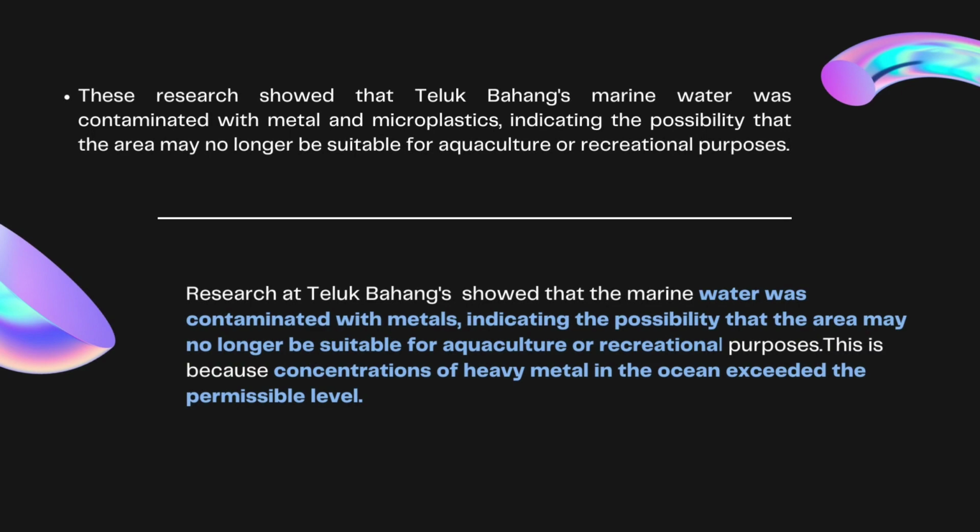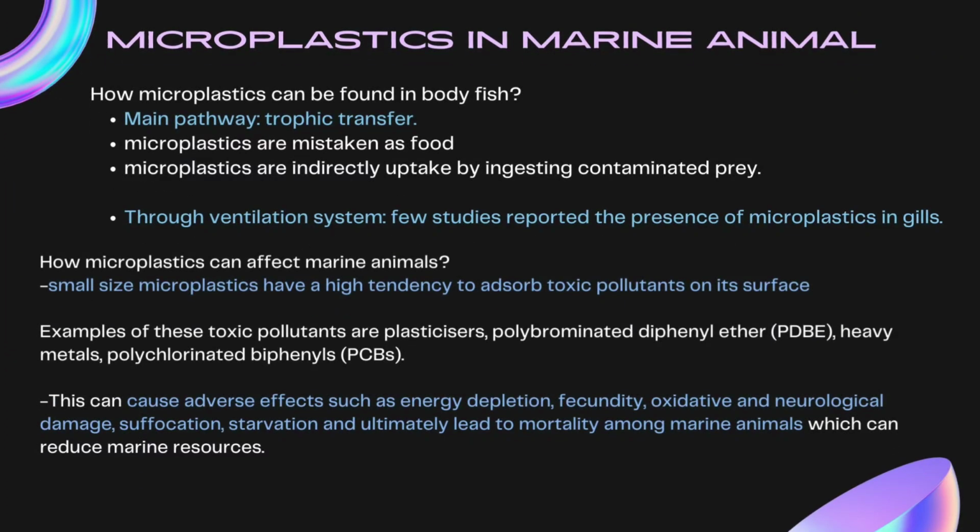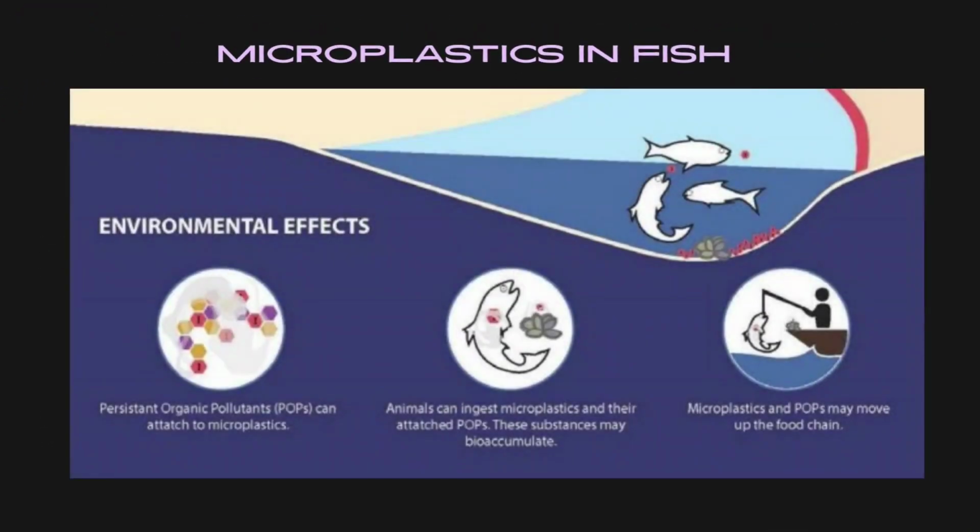The finding of the material is not surprising, as fishing is one of the general incomes of residents in this area. Microplastic in marine environments can also be found in the fish body, with the main pathway being trophic transfer. This is because microplastics are usually mistaken as food by marine creatures, or they take it up indirectly as they ingest contaminated prey. A few studies have reported the presence of microplastic in gills, affecting the ventilation system of the fish. So, how can microplastic affect marine animals?